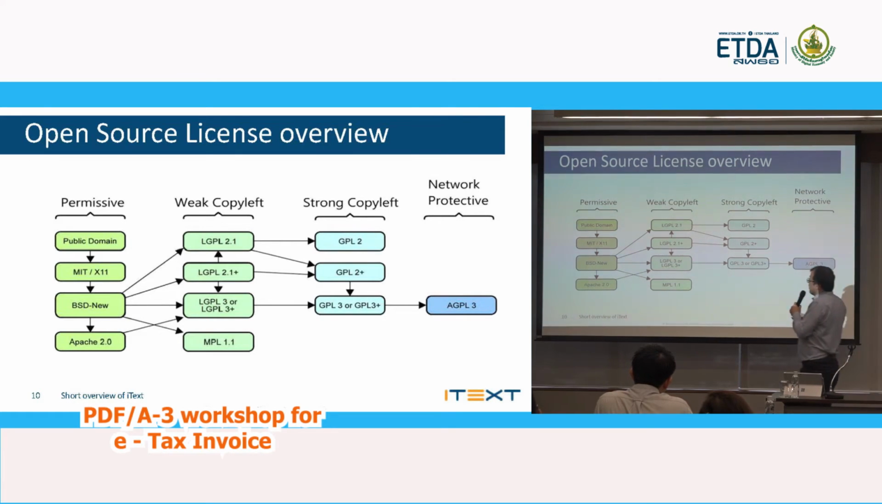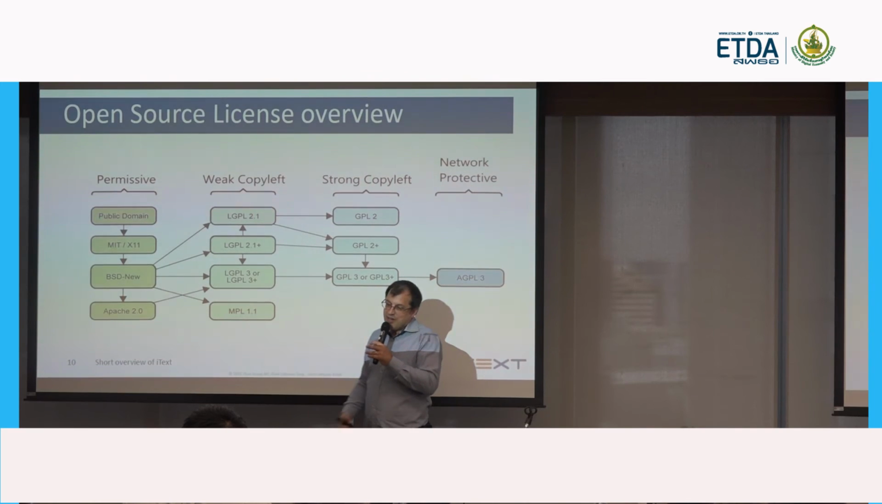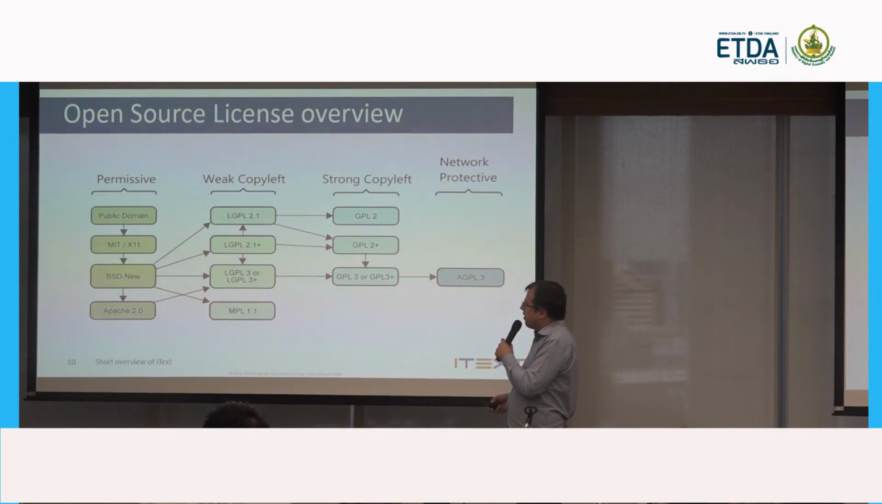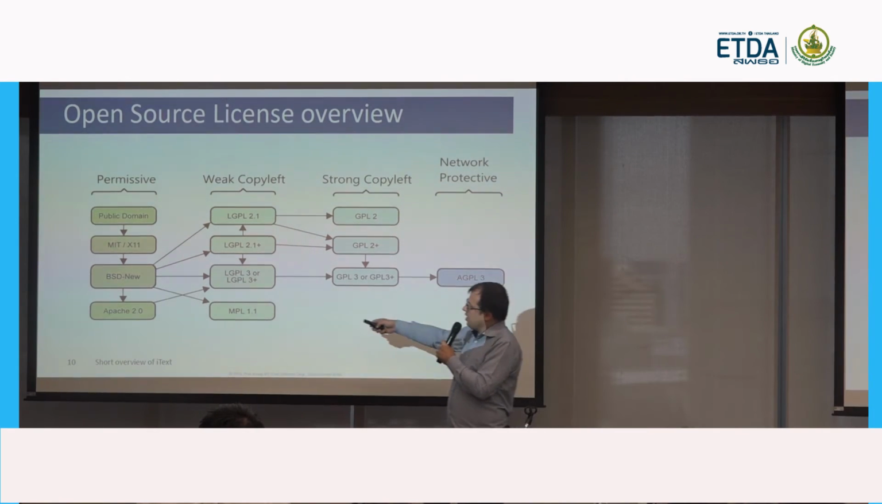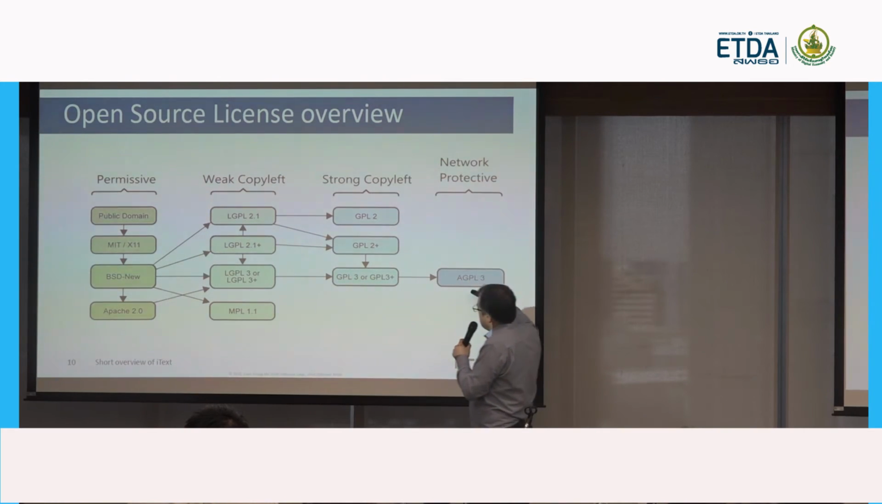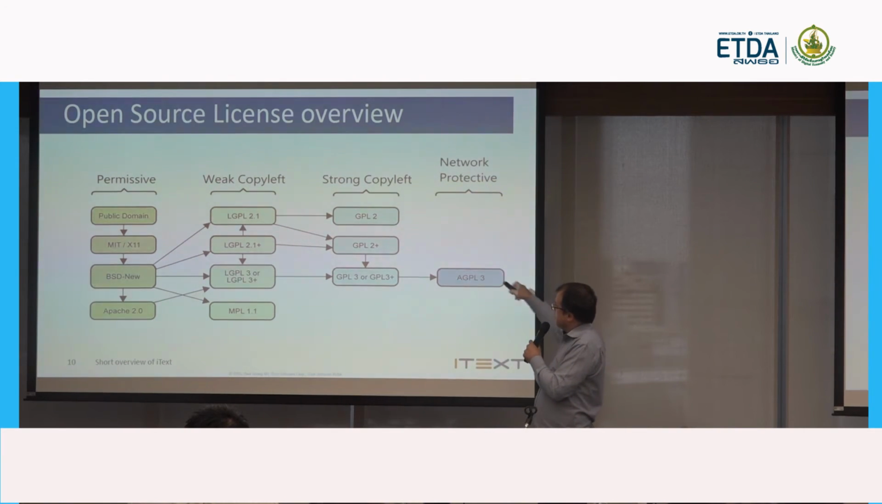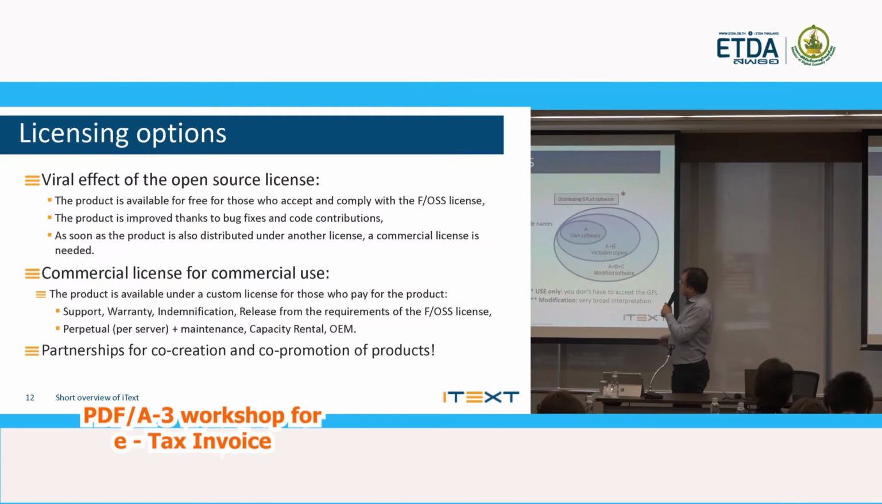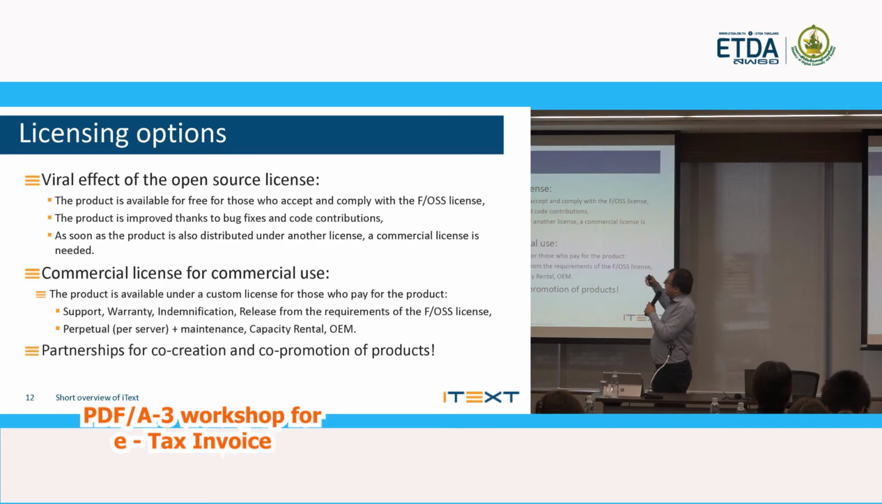So at some point I started a company, because iText started as a hobby project of mine, and then suddenly it became more popular, and I decided to make a company out of it. But I didn't make any money, because everyone was using iText for free. So in the year 2009, we changed from the LGPL to the AGPL. That's how the AGPL works. I'm going to skip this one. We used the AGPL because of the viral effect of the open source license.